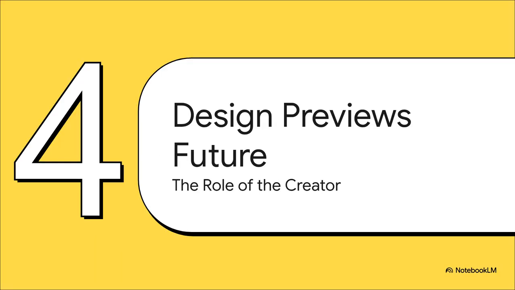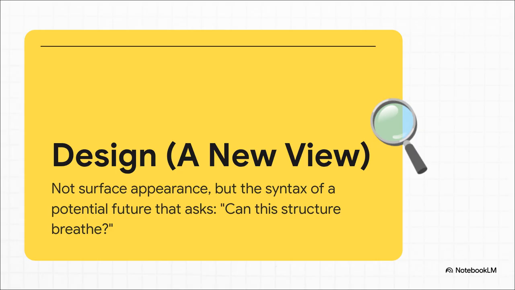So this brings us to the act of actually making things. If beauty is a structural condition, what does that mean for the role of design? Well, it forces us to completely redefine design. It is not about surface appearance. It's the underlying grammar, the deep structure that gives us a preview of a possible future. The real job of a designer, then, is to ask of anything new, does this structure have room to grow? Can this future actually breathe?